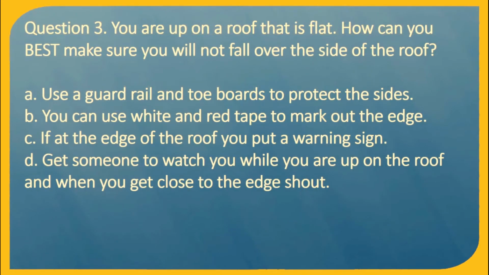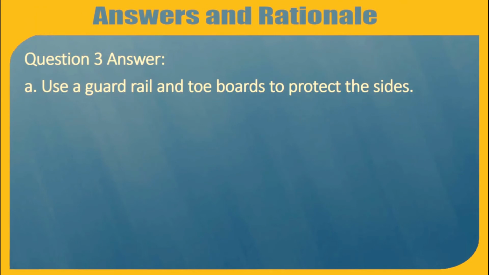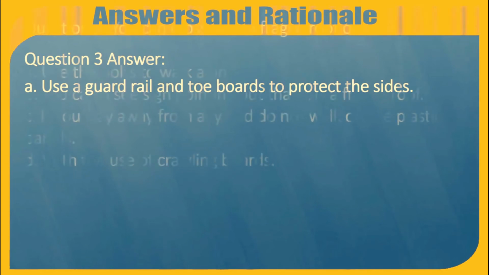Question 3. You are up on a roof that is flat. How can you best make sure you will not fall over the side of the roof? A. Use a guardrail and toe boards to protect the sides. B. You can use white and red tape to mark out the edge. C. If at the edge of the roof you put a warning sign. D. Get someone to watch you while you are up on the roof and when you get close to the edge, shout. Question 3 answer, A. Use a guardrail and toe boards to protect the sides.